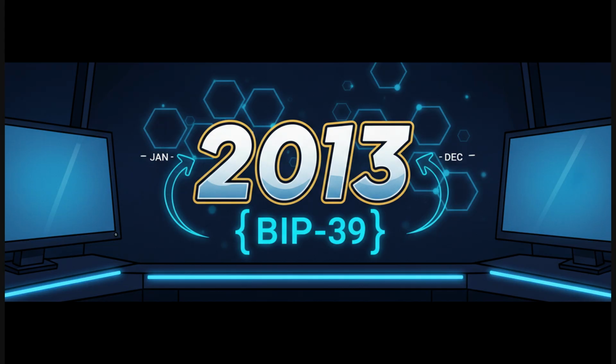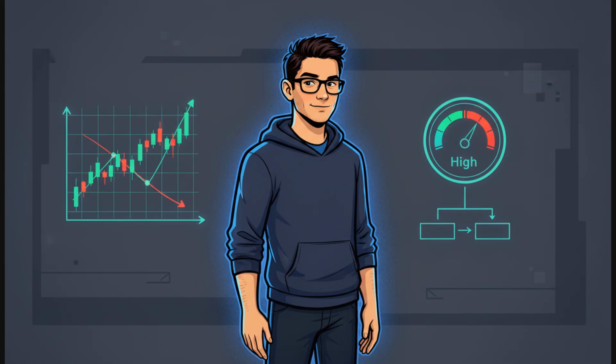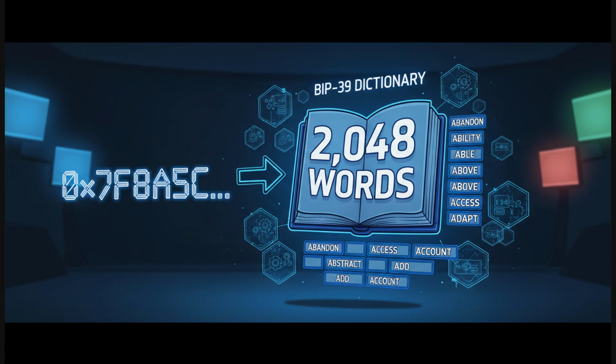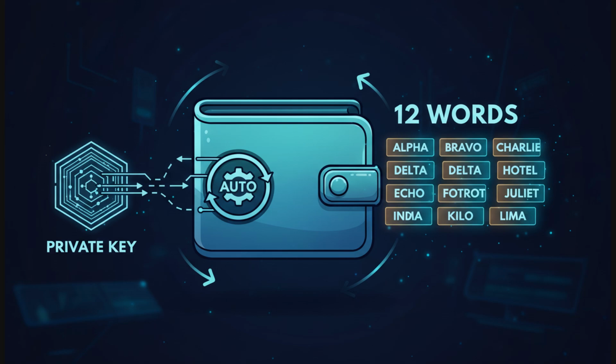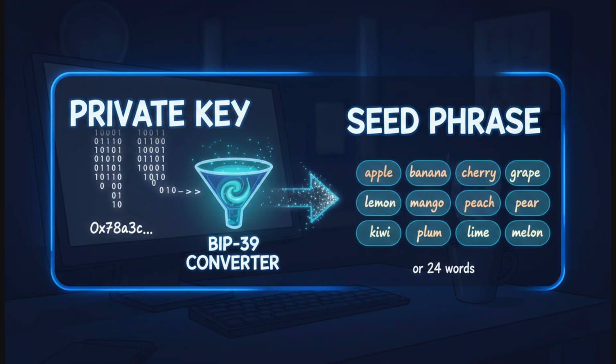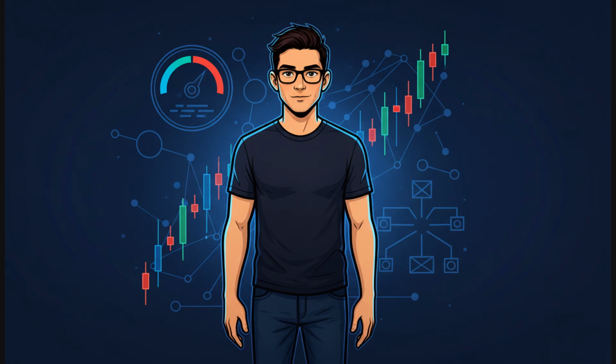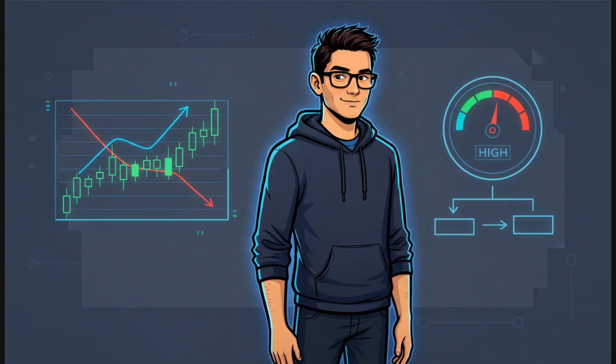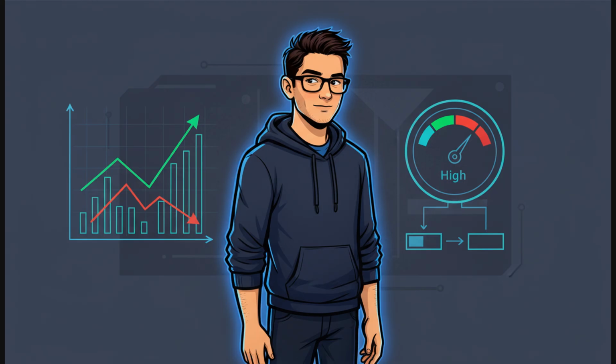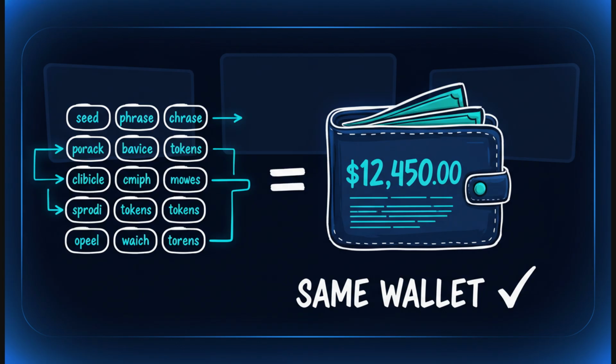So in 2013, a group of developers created a standard called BIP39. BIP39 stands for Bitcoin Improvement Proposal 39. This standard took that enormous random number and converted it into a list of common words from a specific dictionary of 2,048 words. Your wallet does this automatically. It takes your private key, converts it into 12 or 24 words, and shows them to you. Then it forgets the original number. It keeps no record. If you delete the app and reinstall it, it asks for those words. You enter them, and it reconstructs that exact same private key, that exact same wallet, with that exact same balance.